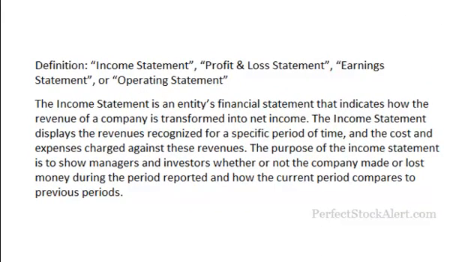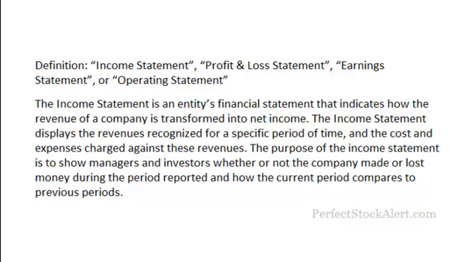Today we're going to be looking at the definition of an income statement, also known as a profit and loss statement or P&L statement, earnings statement, or operating statement. As I do in each one of these fundamental analysis tutorial videos, I'll give you the actual definition, and then we'll go on to look at some examples and let you really get a good handle on the income statement.